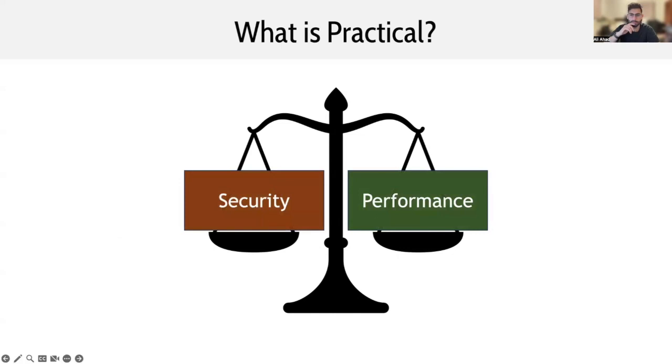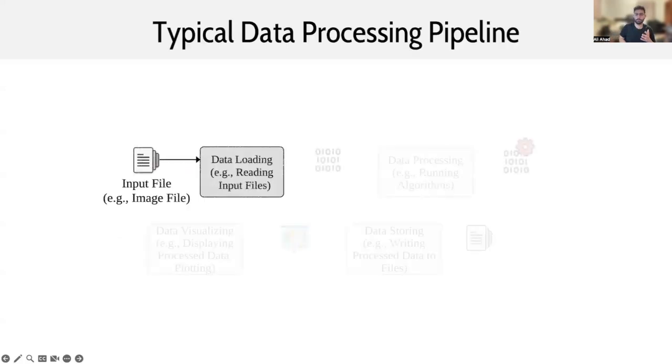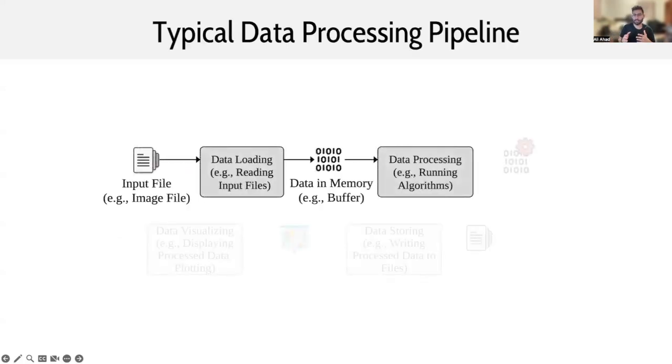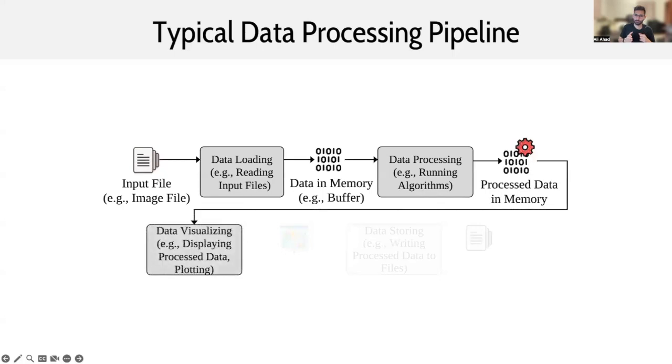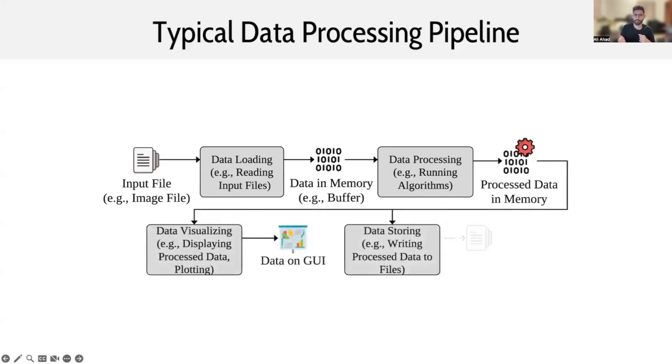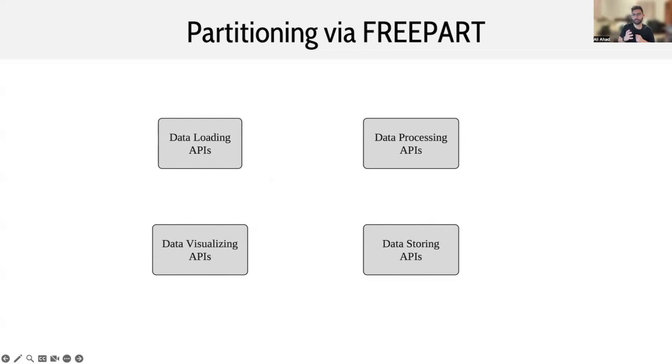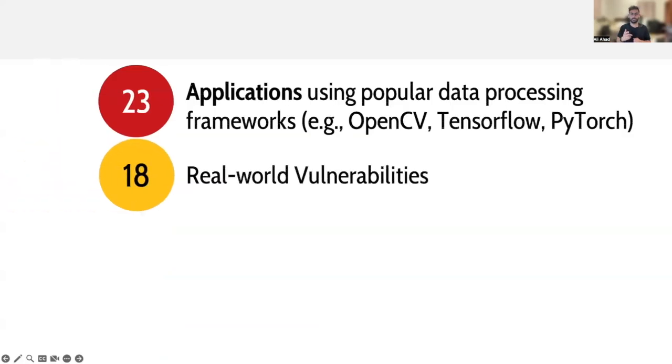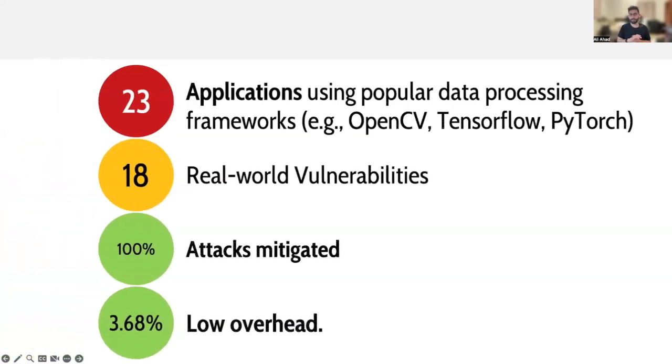So to design FreePart, we observe the data processing pipeline, and we observe 4 general phases where we find it natural to partition. In doing so, we end up with 4 partitions: data loading APIs, data processing APIs, data visualizing, and data storing. We evaluate FreePart on 23 real-world applications using the popular data processing frameworks, having 18 unique CVEs. We find that FreePart is effective against all attacks with only 3.68% overhead.